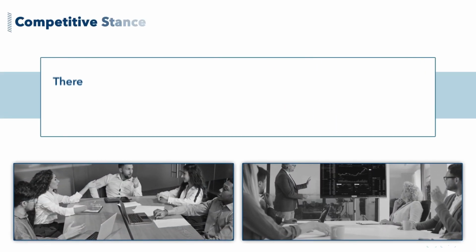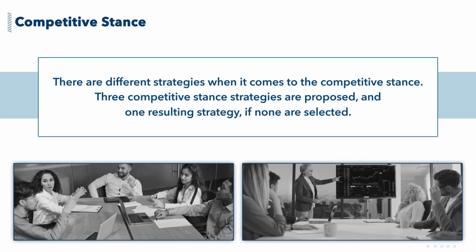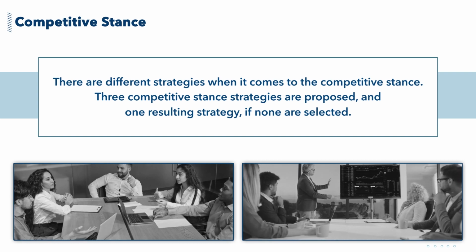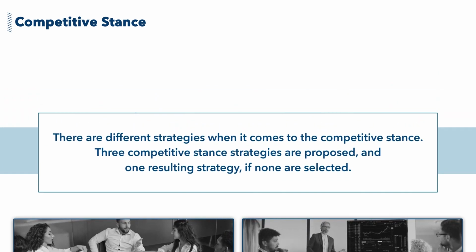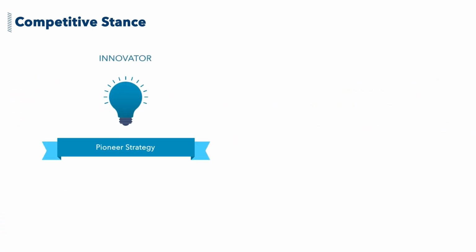There are different strategies when it comes to the competitive stance. 3 competitive stance strategies are proposed and 1 resulting strategy if none are selected. The first strategy is the innovator. It is a pioneer strategy. The innovator is always first to market with technology or innovation, enjoys a short-term monopoly, but at the expense of high market entry costs and uncertainties.